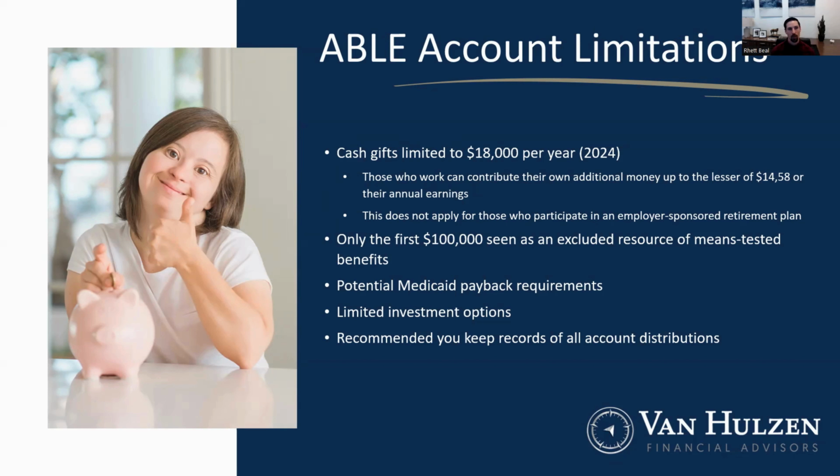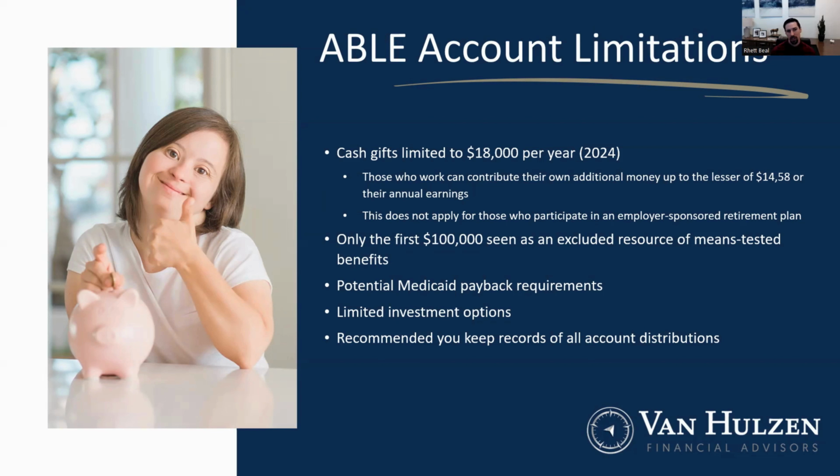Another limitation is only the first $100,000 is seen as an excluded resource for means-tested benefits. So if you are not utilizing means-tested benefits or your child's not using means-tested benefits, you can go above $100,000, and the limit's $529,000, quite a bit. It's really difficult to get there when you can only put $18,000 in per year. But really, only that first $100,000 is seen as excluded. That's why I call it kind of the souped-up savings account.